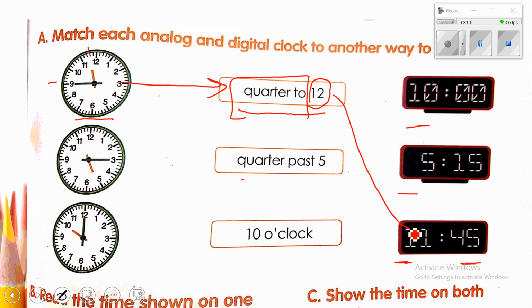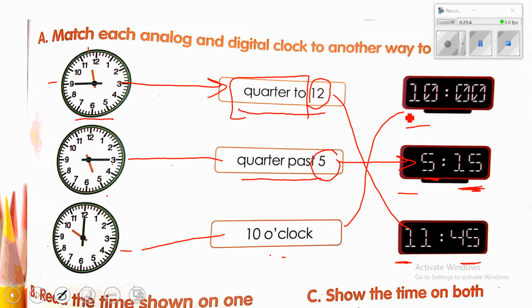Let's see, quarter past 5. Quarter past is 3 or 9? 3. Here is 3. I want to check the hour now. Is it 5? Yes, perfect. Quarter past 5 means the hour is 5. Here the hour is 5. Quarter past means 3, and 3 times 5 is 15 minutes. Perfect. Now this one is so easy. 10 o'clock. And 10 o'clock, it's here.